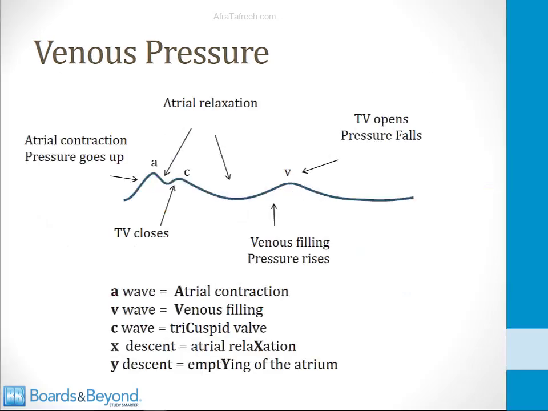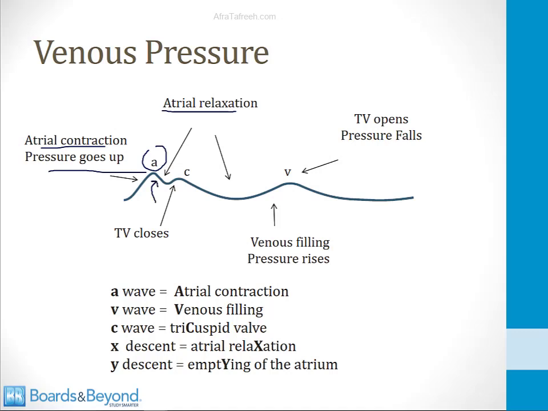The first bump in the venous pressure tracing is called the A wave, and this is caused by atrial contraction. When the right atrium contracts, it compresses blood volume in the chamber, and that makes the pressure go up. Then the right atrium begins to relax, and the pressure starts to fall, as you see right here.